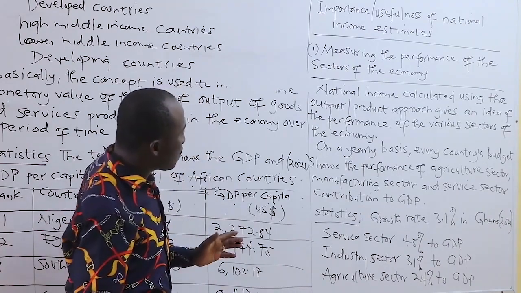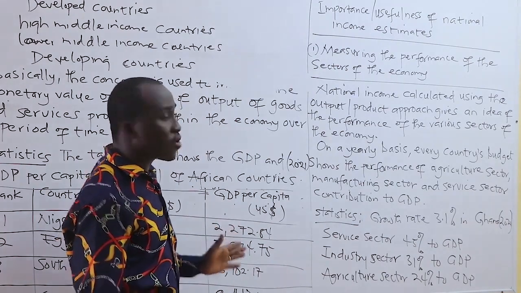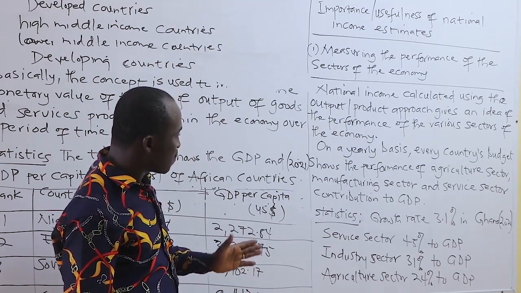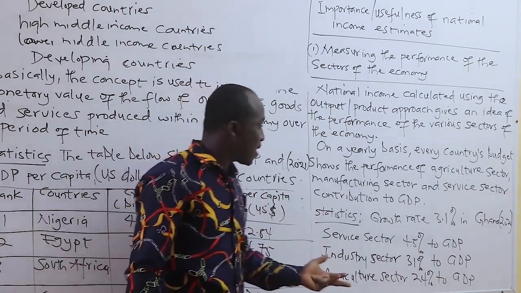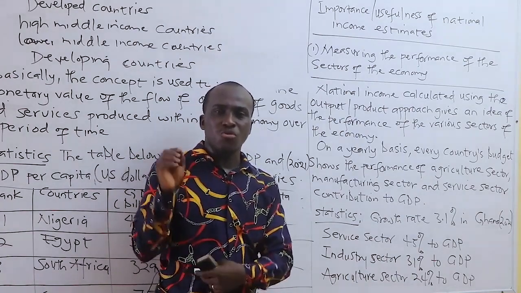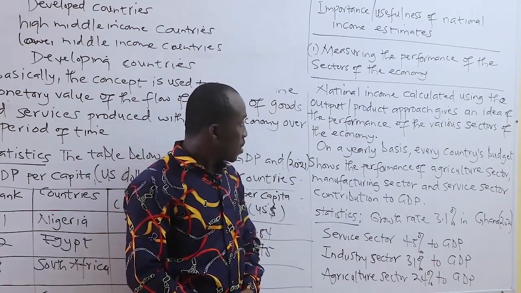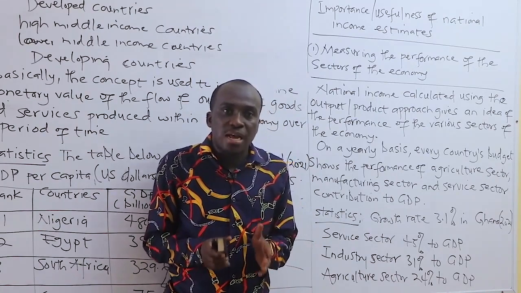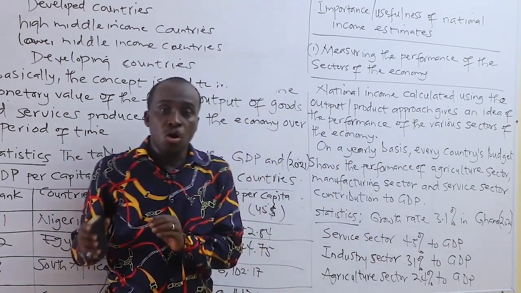So we see national income calculated using the output or product approach gives an idea of the performance of the various sectors of the economy. On a yearly basis, every country's budget shows the performance of the agri sector, manufacturing sector, and service sector contribution to GDP. So in every country, how many sectors do we have? Agri sector or primary sector, manufacturing sector, and services. What is the contribution of every sector to GDP? What is the performance? So when we do the national income accounting, maybe the product approach, we can know that this year agri sector contributed more to the GDP, or manufacturing sector contributed more, or services contributed more.